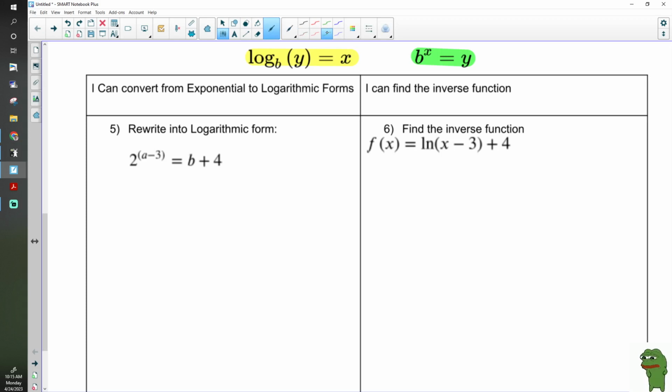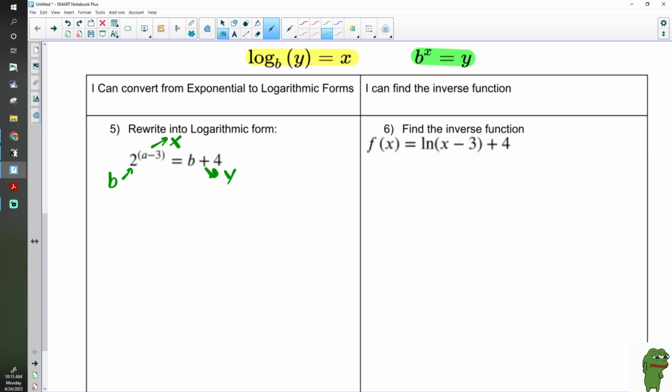What number here is my b? 2. The base is 2. a minus 3 is my exponent, or x. And b plus 4 is my y. This whole thing is my y.